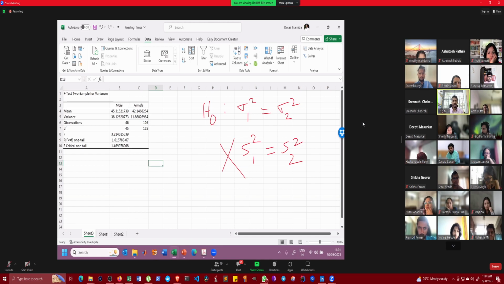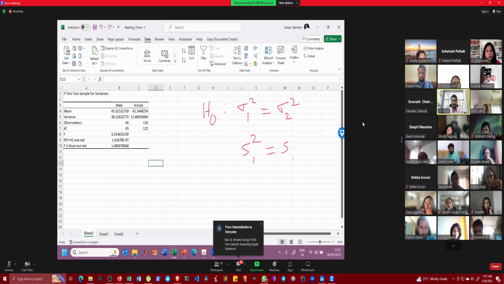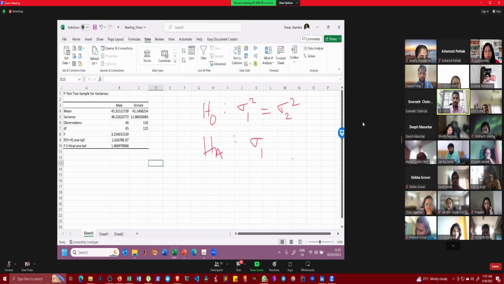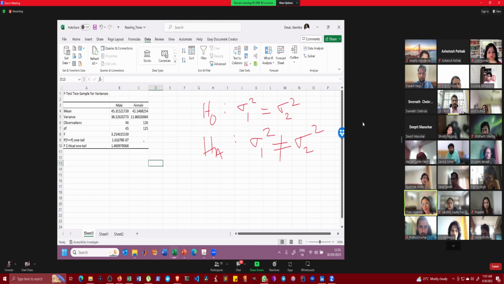Folks, everybody okay with this? So let's be very clear what we are doing here. This is not what we are doing. What is my alternate then? My alternate hypothesis says that sigma 1 squared is not equal to sigma 2 squared. Everybody okay with that? And then of course Excel is giving us this output. So now it becomes easy. There are no calculations to be done. I have my F calculated value here.